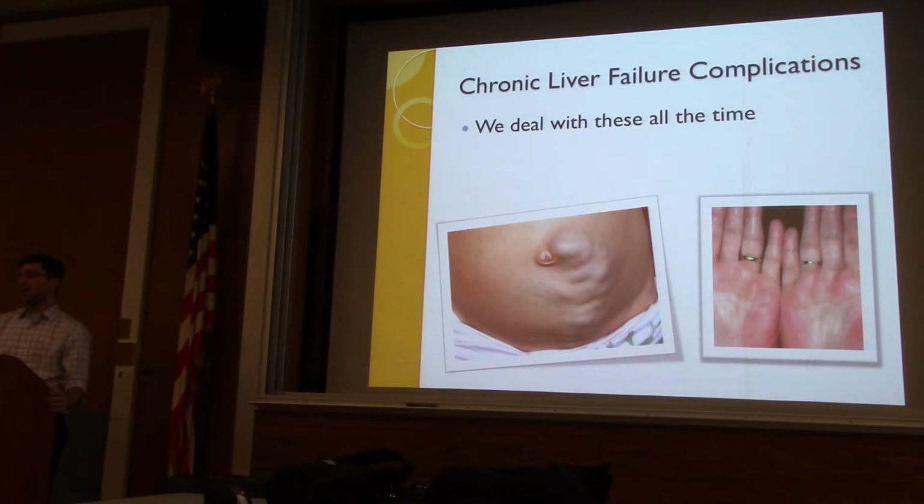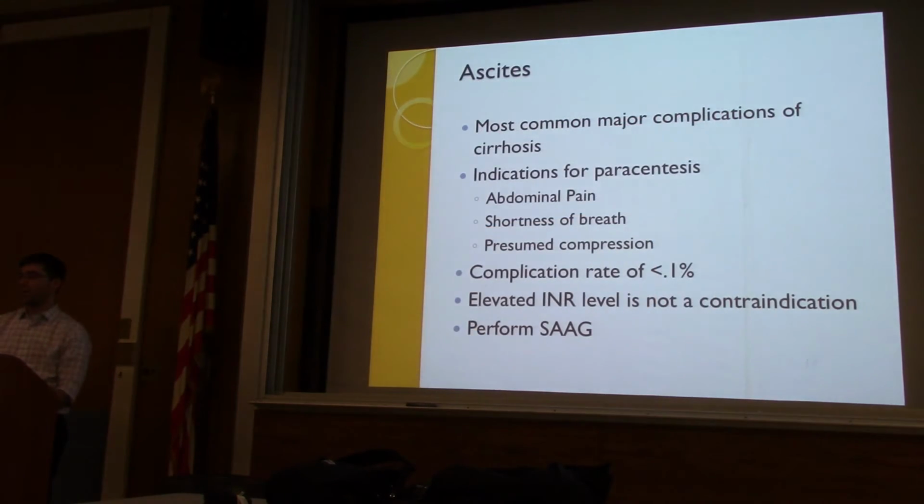So just some chronic complications from liver failure, and we deal with these all the time. Let's talk about ascites as being the first one. It's the most common major complication in cirrhosis. Its indications for paracentesis are abdominal pain, shortness of breath, and presumed compression on any vessels or abdominal organs. The complication rate is very, very low.